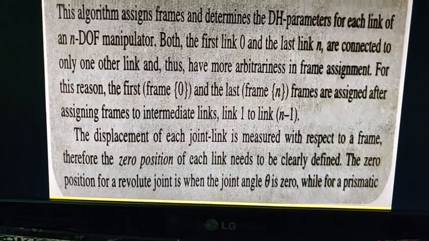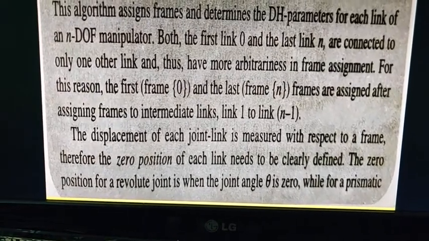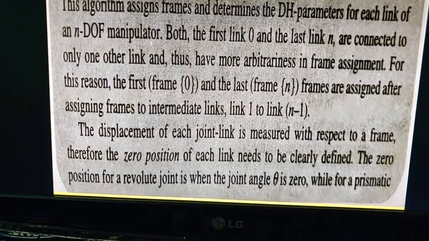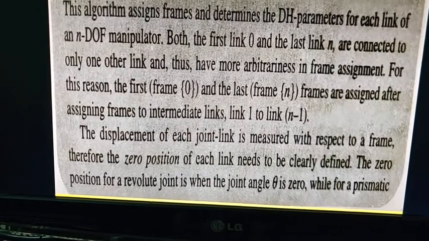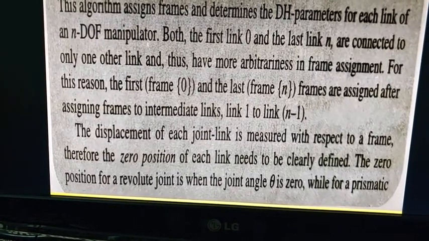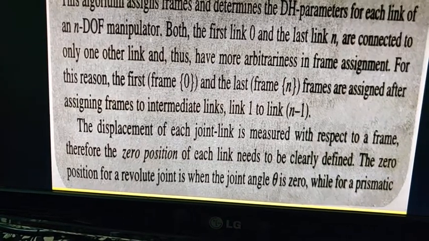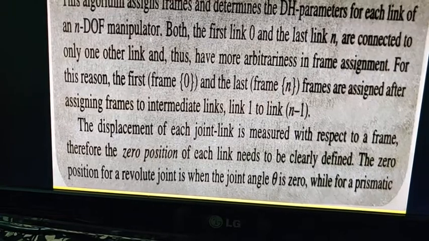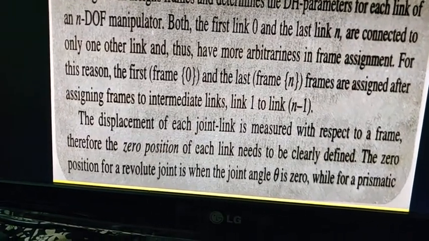Okay, there is no link 0, it's from link 1 to link n minus 1, and frames start from frame 0 to frame n. Okay, the displacement of each joint link is measured with respect to a frame. Therefore, the 0 position of each link needs to be clearly defined. Each joint displacement can be measured from a frame. For that, we have to define the 0 position of each link.